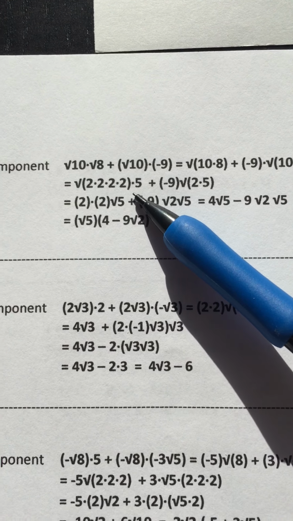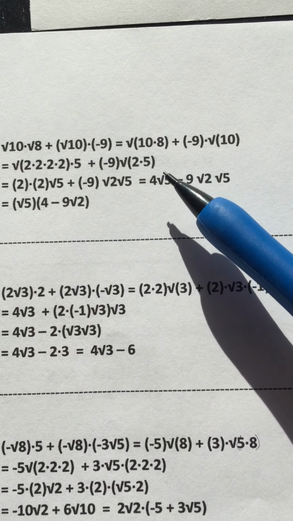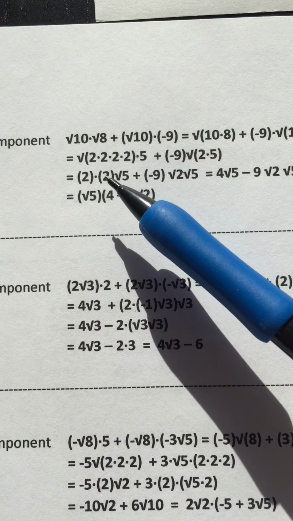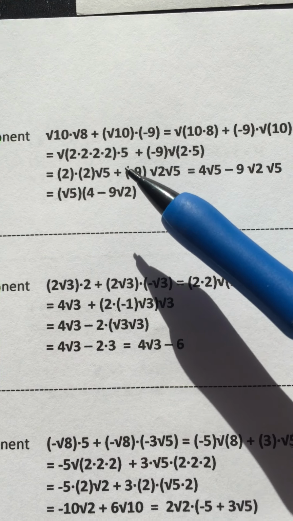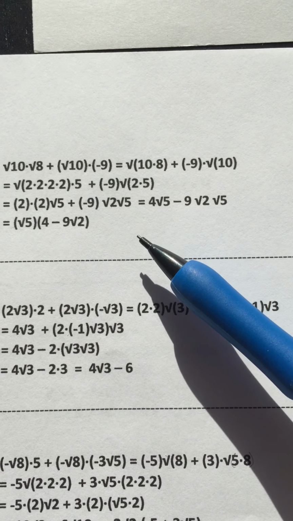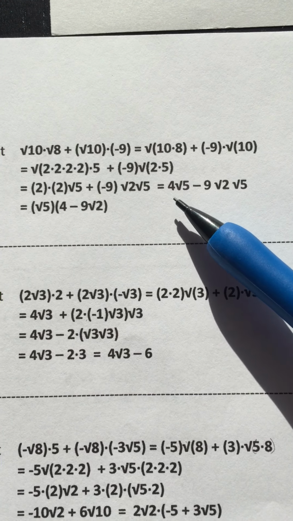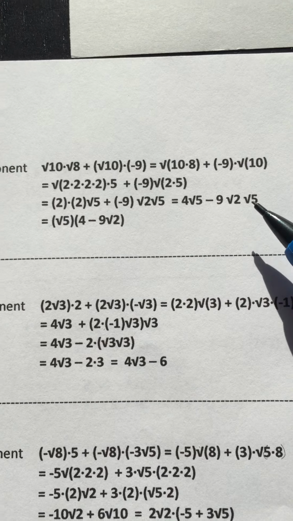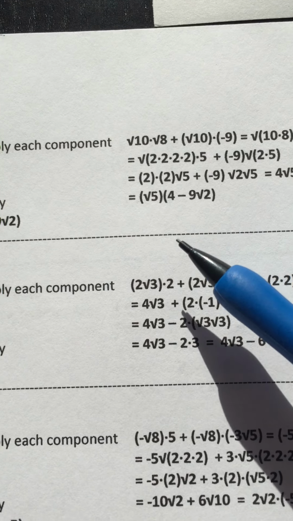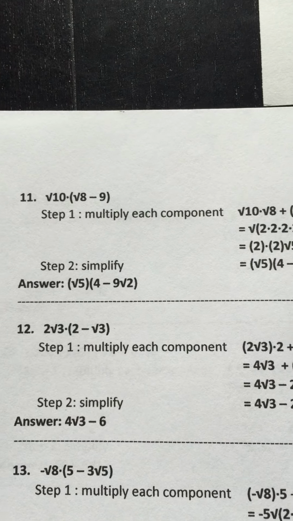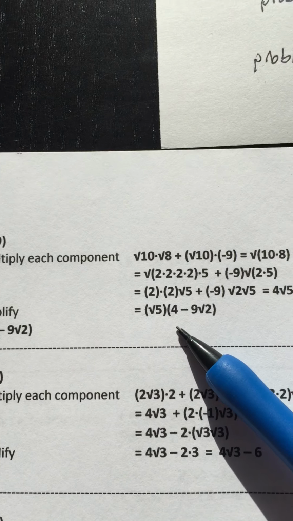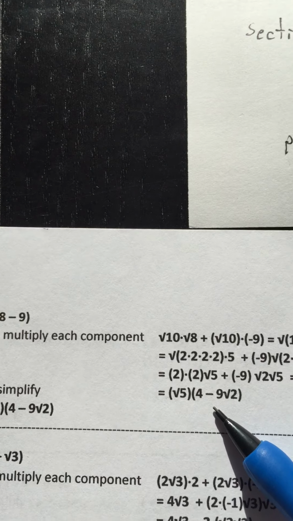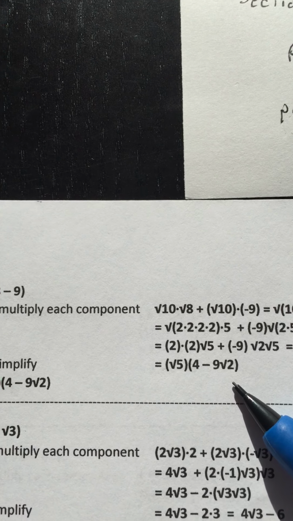So under the radical, I factor out all the terms. And under there, I factor out those terms. So I can pull out a pair of 2's, 2 and a 2, times the square root of 5. And on this side, I can't do anything else. So it's 4 square root of 5 minus 9 square root of 2 times square root of 5, or square root of 10. I'll pull out that square root of 5 term just to simplify this a little bit, so it's square root of 5 times 4 minus 9 square root of 2.